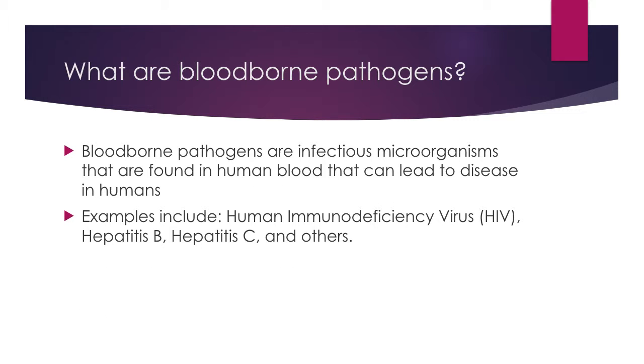So first, what are bloodborne pathogens? We don't have time today to cover every aspect of what they are, but an overview definition is that bloodborne pathogens are infectious microorganisms that are found in human blood that can lead to disease in humans. Some examples of the most common pathogens in healthcare settings are human immunodeficiency virus, better known as HIV, hepatitis B, and hepatitis C. There are others, but we won't go into them today. These are the organisms that you will have to avoid working in a large hospital.